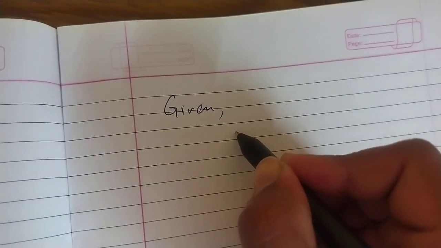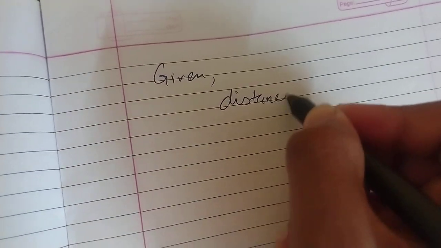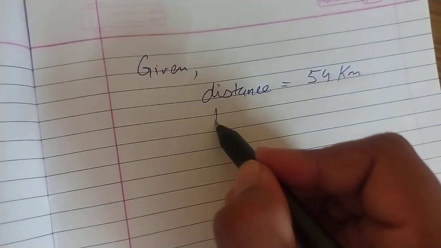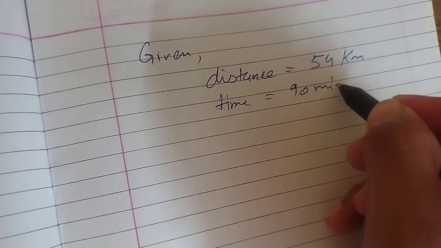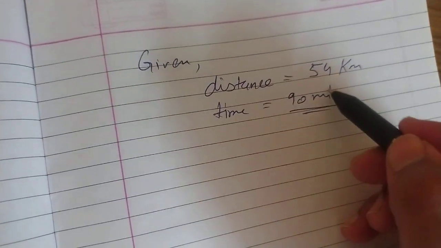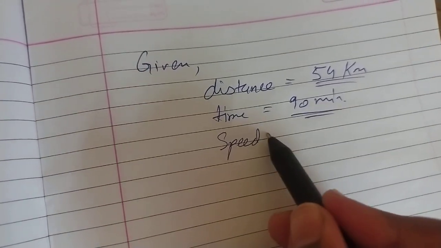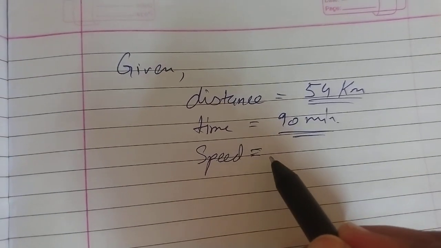Okay, so first thing that you have to remember in this question, that is your given values, is you have distance, that is 54 kilometer. Then you have the time, that is 90 minutes. So we know that in order to find the speed, we have to get it into the normal unit.